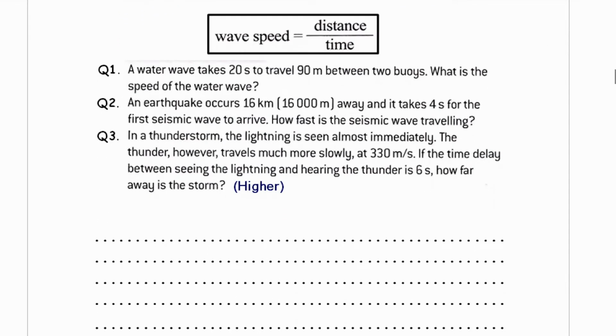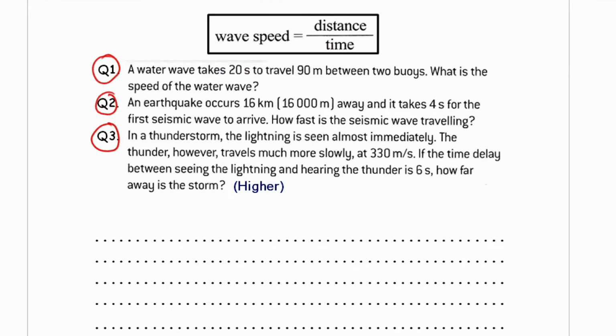You'd have used the equation speed equals distance over time in Year 9. You would have used it in science, possibly in geography, possibly in maths, and possibly in PE. So I'm going to do question 1 as an example, and then you're going to do question 2 and higher tier question 3.